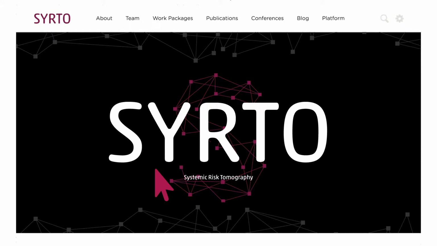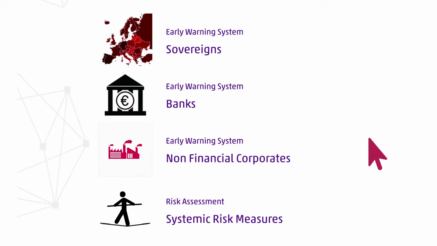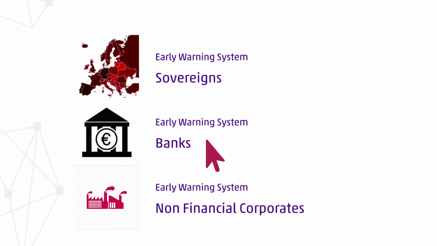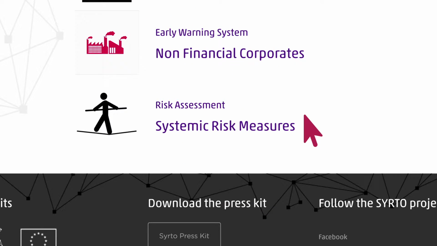How does the SYRTO platform work? From our website, just click on Platform. Four links are available. The first three lead to our early warning systems for sovereigns, banks, and non-financial corporates. The fourth leads to our systemic risk measures.